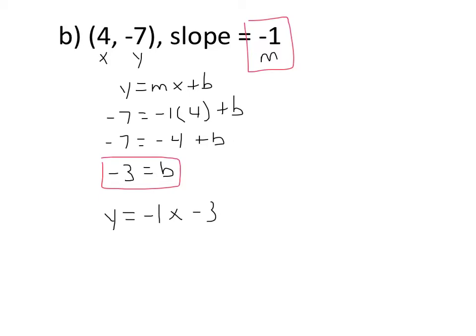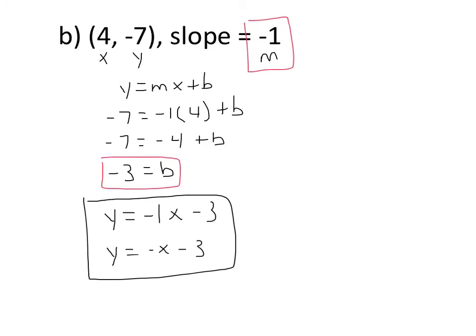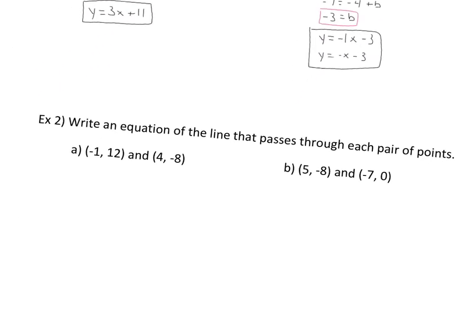Now, if you choose, you can just write it as -x minus 3. You don't have to have that 1 there. Either one of these two equations would be good. Okay, so this is what we do when we're given a coordinate point and the slope. So now let's look down here at example 2.